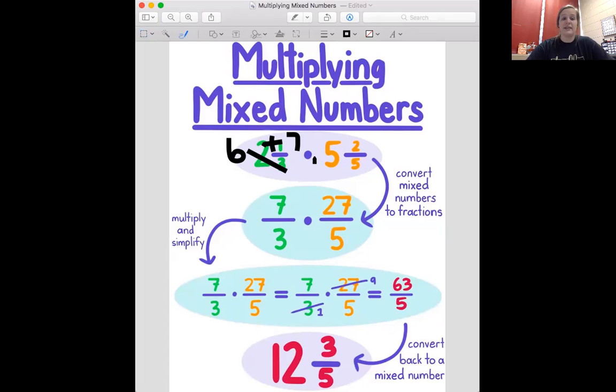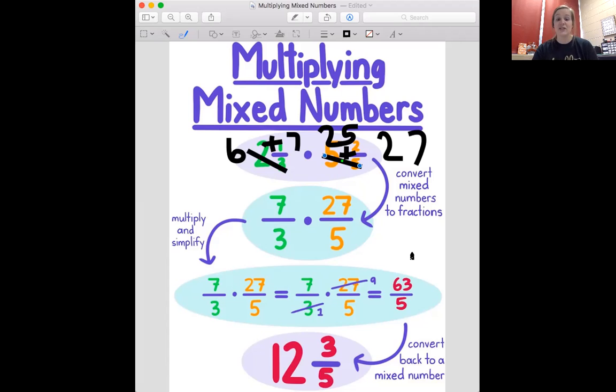Well, we also have to change our fraction on this side. So 5 times 5 is going to give us 25. And then we have to add 2. 25 plus 2 gives us 27. And 27 will be all over, I can move that line out of the way, 5, because our denominator was 5 and that does not change. So you can see here, when we convert our mixed numbers to fractions, we have 7/3 times 27/5.